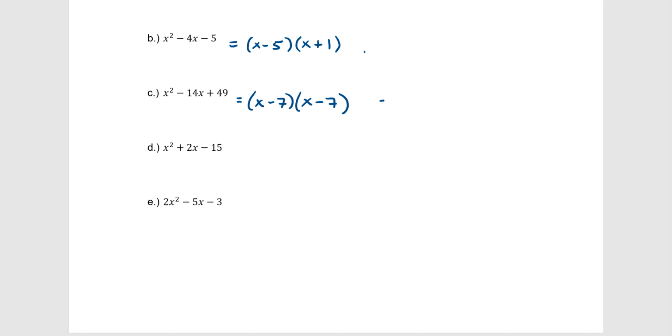And anytime you have the same factors, we should write that with an exponent. Let's write that as x minus 7 squared. Same reason why you wouldn't write x times x as an answer. You would write that as x squared.